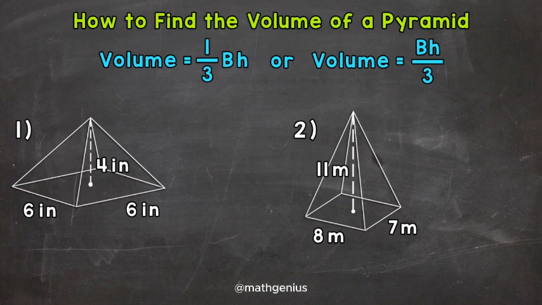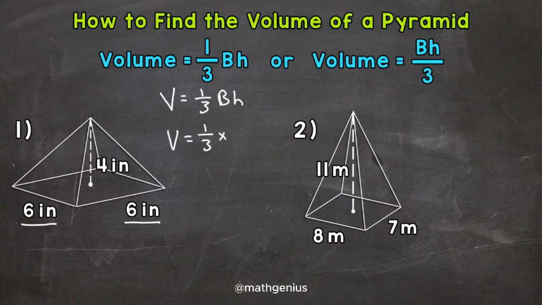So let's jump into number 1, where we have a pyramid with a square base and then a height of 4 inches. So the first thing that we need to do is write out our formula. So volume equals 1/3 times the area of the base times the height. Once we have that, we can plug in. So volume equals 1/3 times the area of the base. Well, we have a square, so we can do 6 times 6 to calculate the area of that base. 6 times 6 gives us 36 times the height of 4.